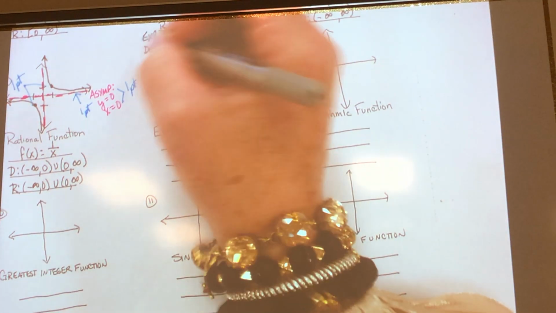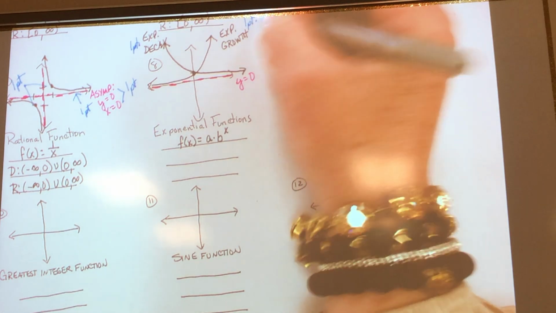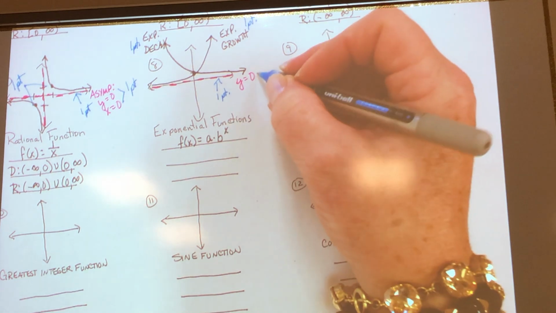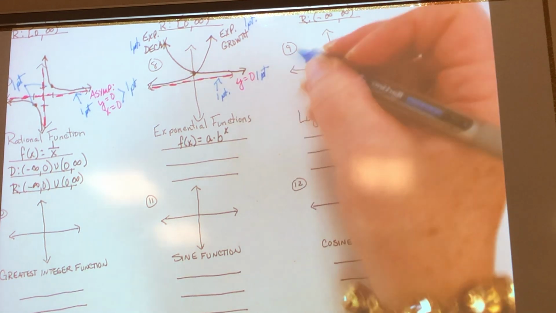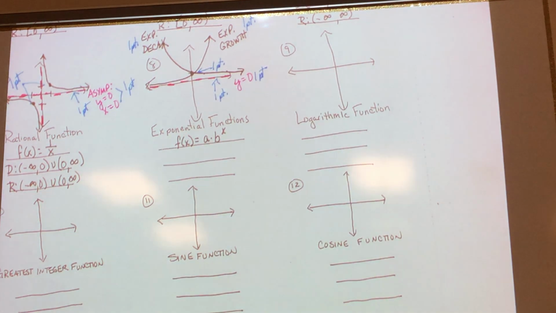So here's what we got here. We got this label right here, 1 point. This label right here, 1 point. This asymptote, 1 point. This equation, 1 point. This little point, 1 point. Okay, so he's got some extra stuff.